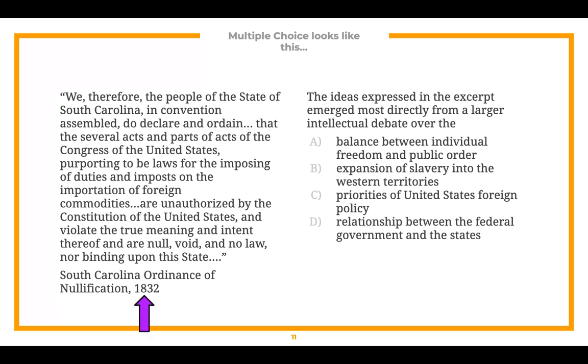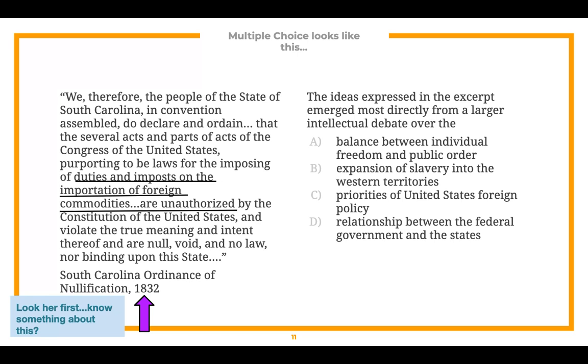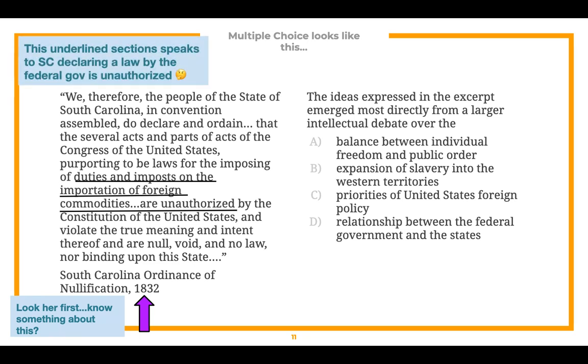Remember, look at the sourcing first before you even read the source. So it was 1832. Know something about this. Duties and imposts on the importation of foreign commodities are unauthorized. So South Carolina is saying that what the federal government is doing is unauthorized, according to this state's point of view.